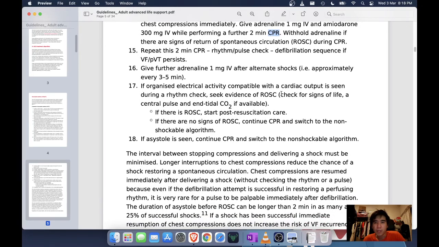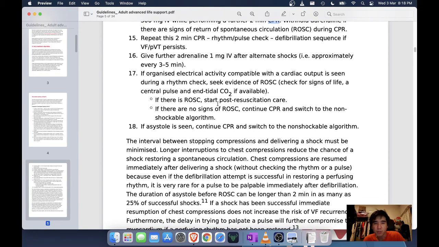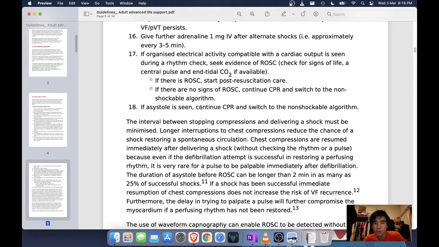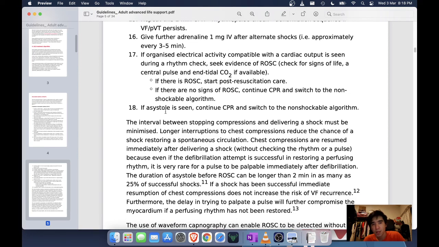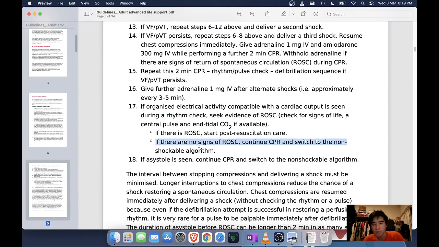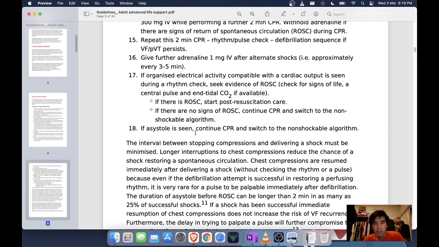If organized electrical activity compatible with cardiac output is seen during a rhythm check, seek evidence of return of spontaneous circulation: check for signs of life, a central pulse, and an end-tidal CO2 if available. If there is ROSC, start post-resuscitation care. If there are no signs of ROSC, continue CPR and switch to the non-shockable algorithm. If asystole is seen, it doesn't say how many times you need to do the CPR before you go to the non-shockable algorithm. If asystole is seen, continue CPR and switch to the non-shockable algorithm.